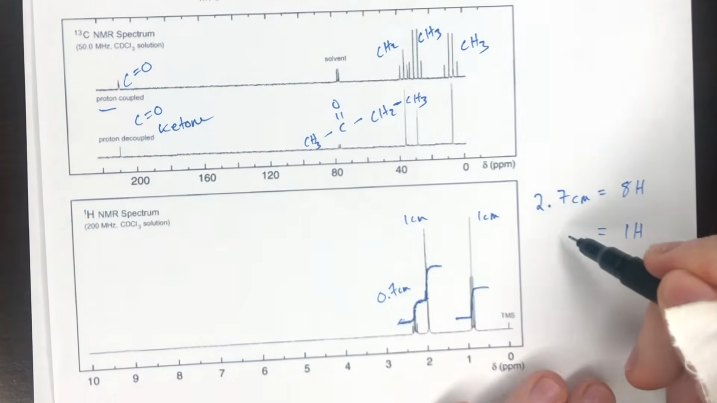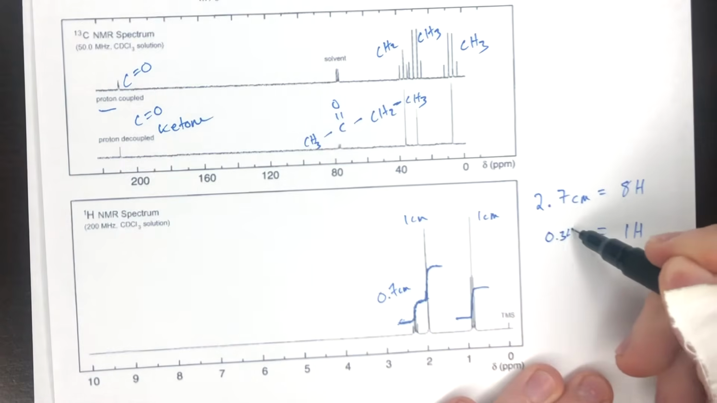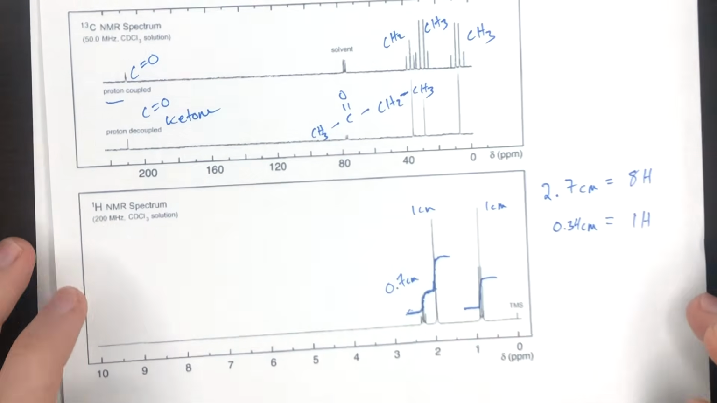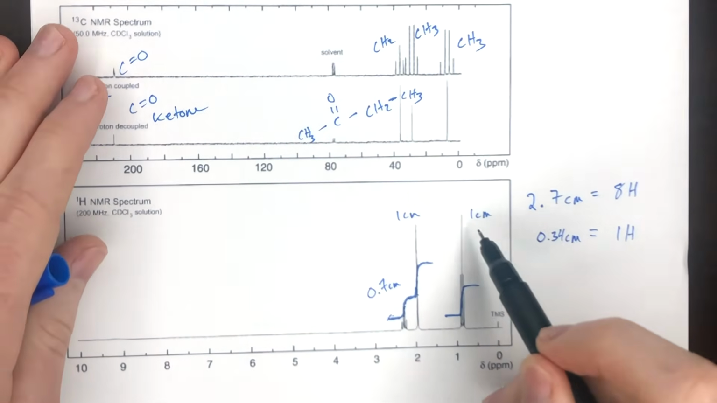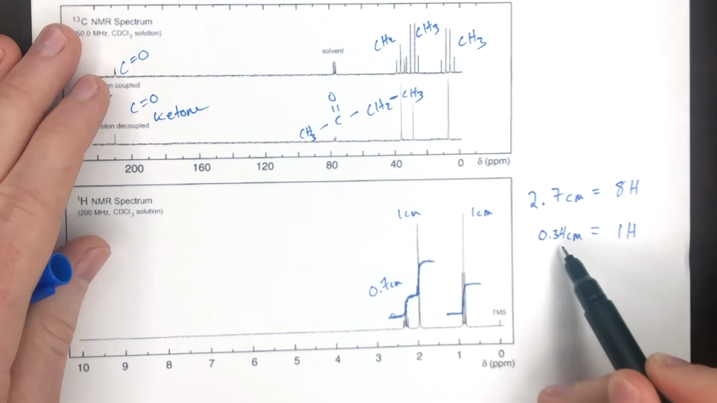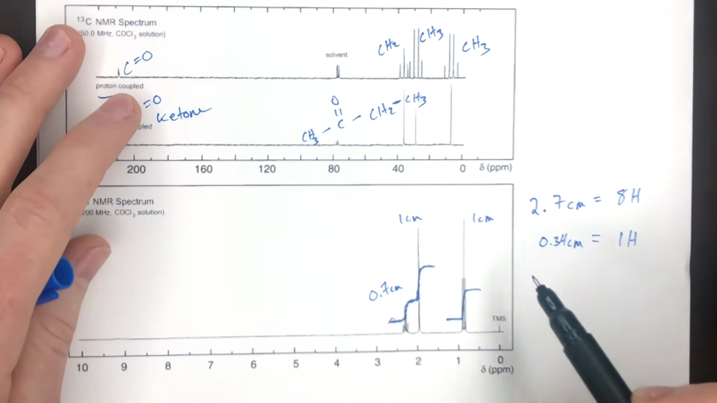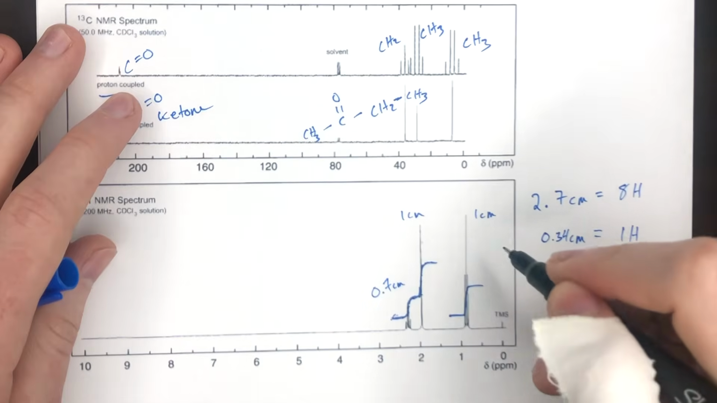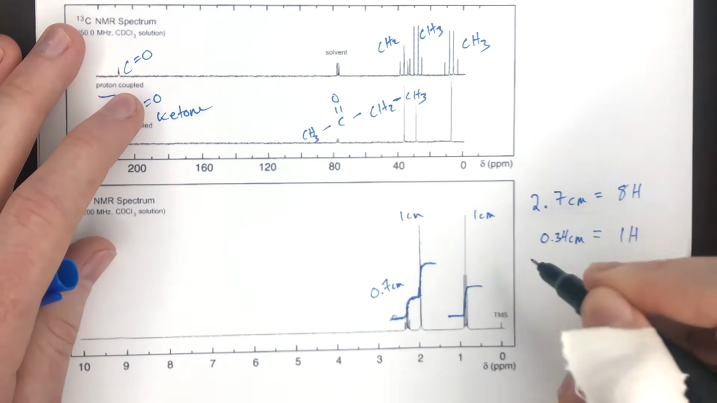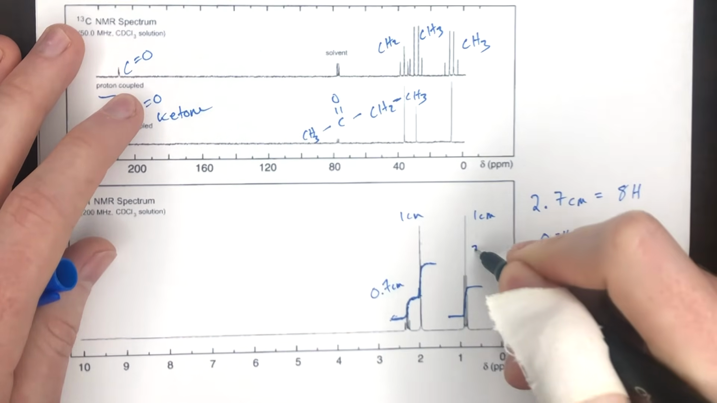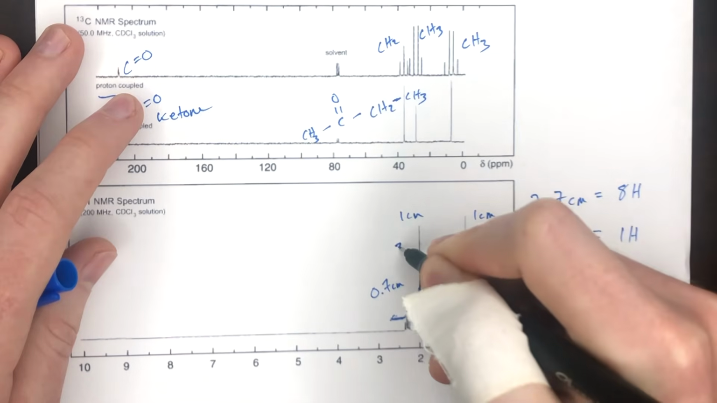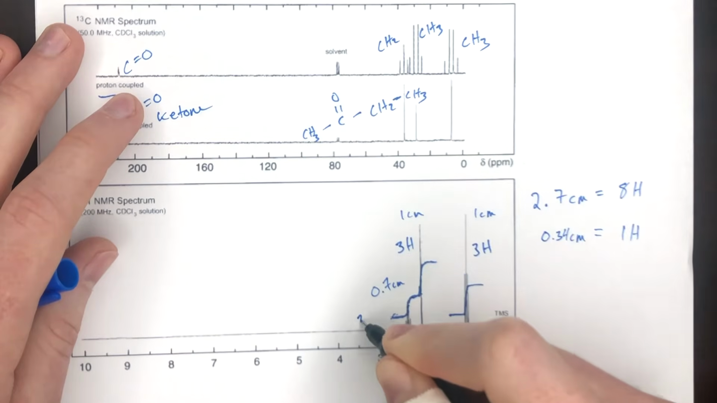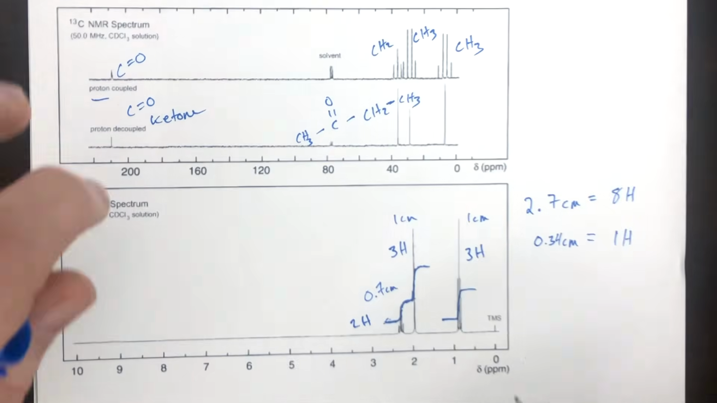So what this means is 0.34 centimeters is 1 hydrogen. So then a peak that is 1 centimeter, if you multiply this by 3, it's going to be slightly over 1. And again, it doesn't need to be critical here. Like it doesn't need to be exact. So this is 3 hydrogens. This one is 3 hydrogens. And this last one is 2 hydrogens, the 0.7.